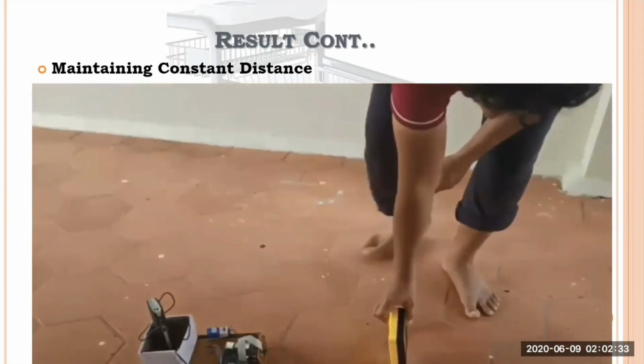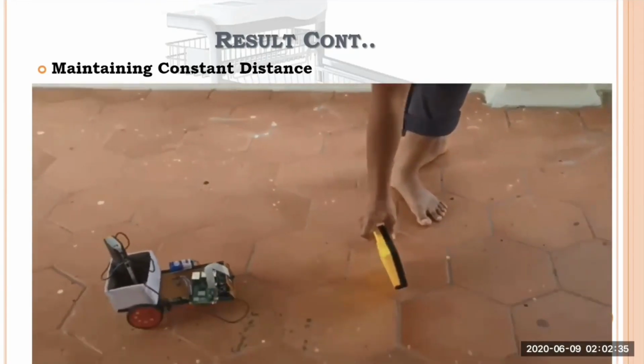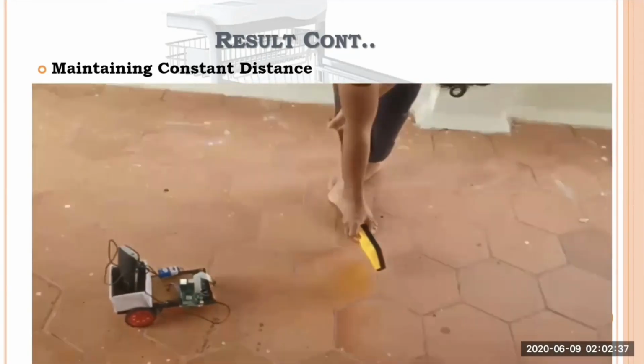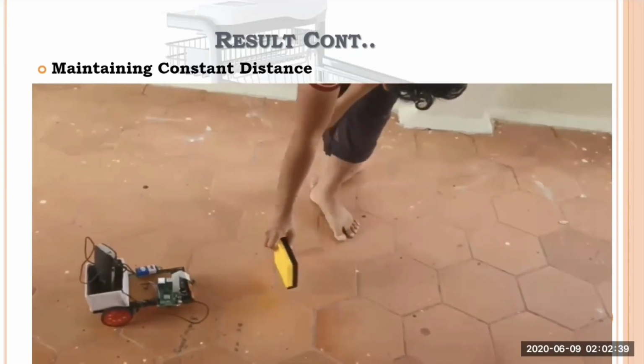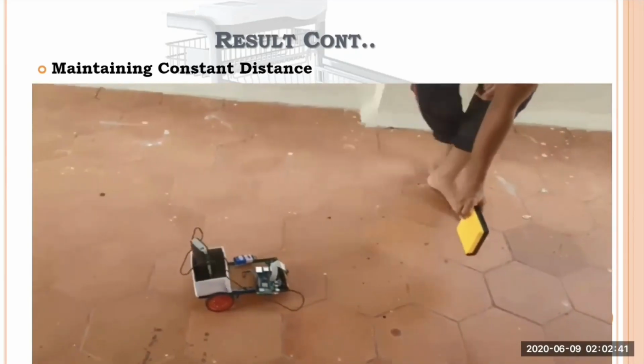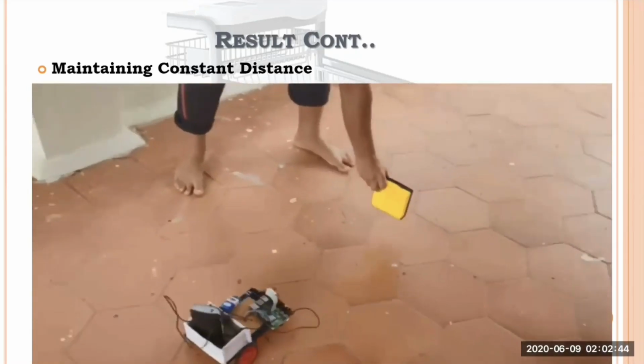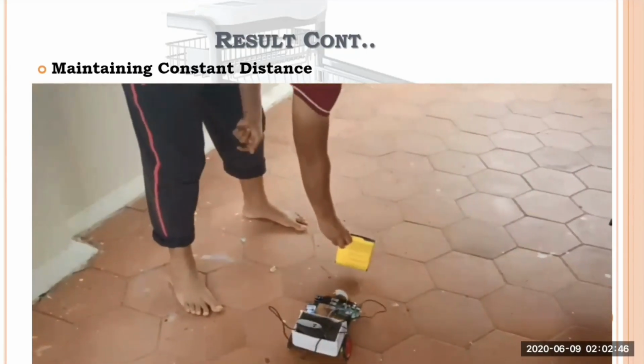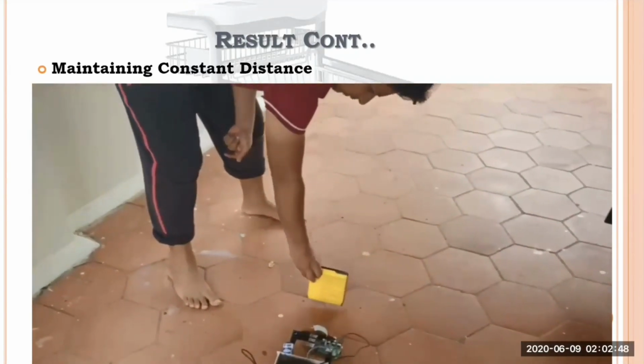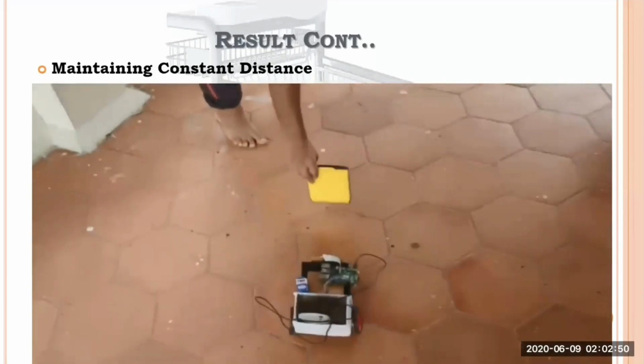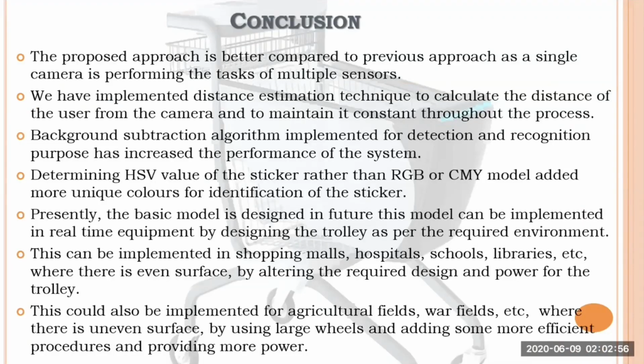So you can see in the video, the trolley is moving forward if the distance is more than the threshold distance or the stopping distance, and it stops at that threshold distance. And if the user comes backward, the trolley also moves backward to maintain a constant distance, thus avoiding the collision.